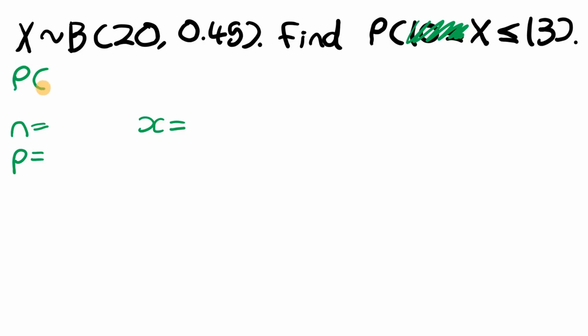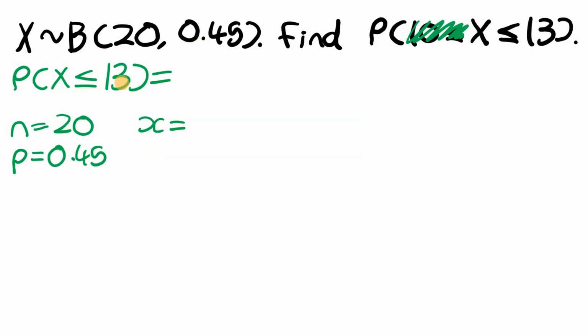So the probability that x is less than or equal to 13, we can put this directly into our calculator, where n is 20, p is 0.45, and x is 13. So if you put this into your calculator, this is equal to 0.9786 to 4 decimal places. Okay, so we've calculated the probability that x is less than or equal to 13, but now we need to calculate that it's also bigger than or equal to 10.